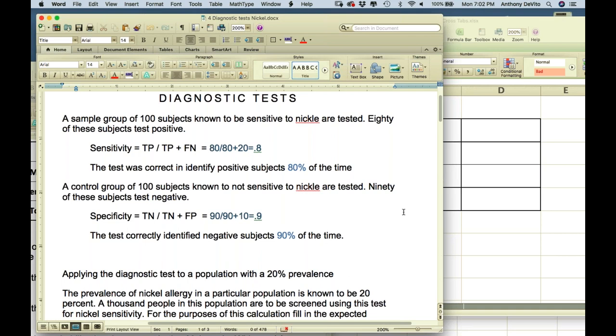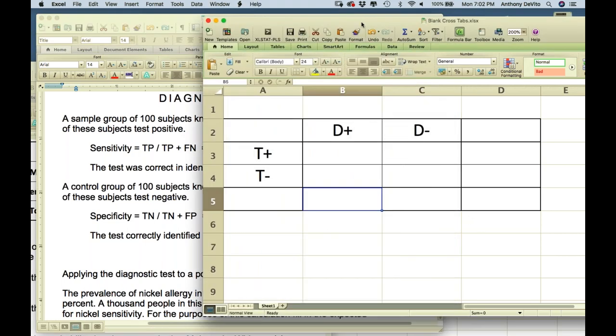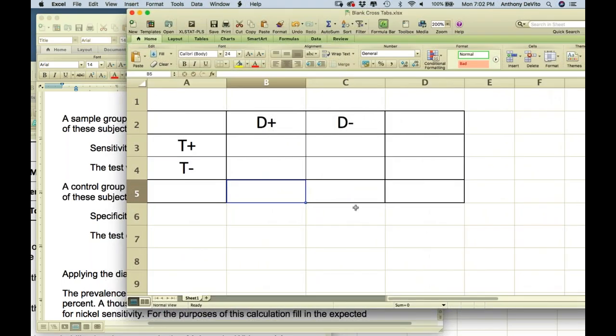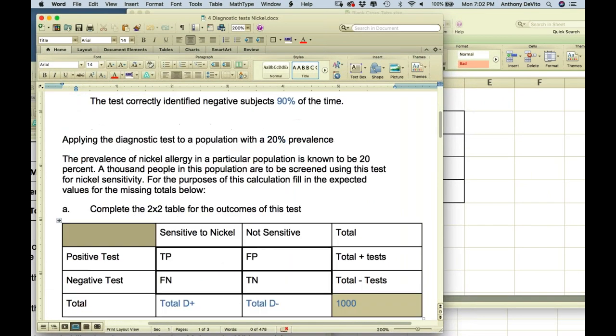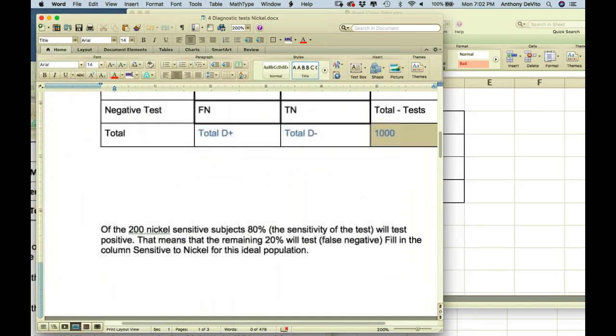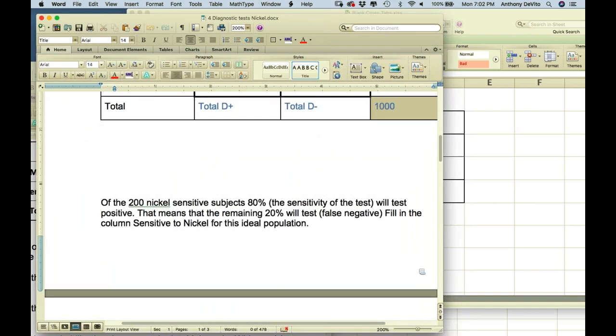Okay, so we're going to create a crosstabs table, a contingency table, if you want. It's going to look something like this, and you guys are going to do this with me. I'm going to start with a population of 1,000 people.